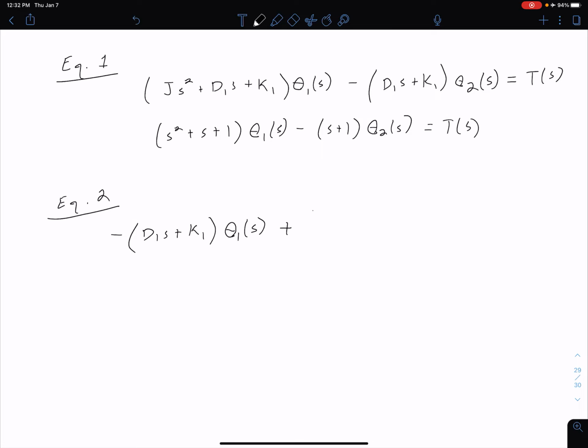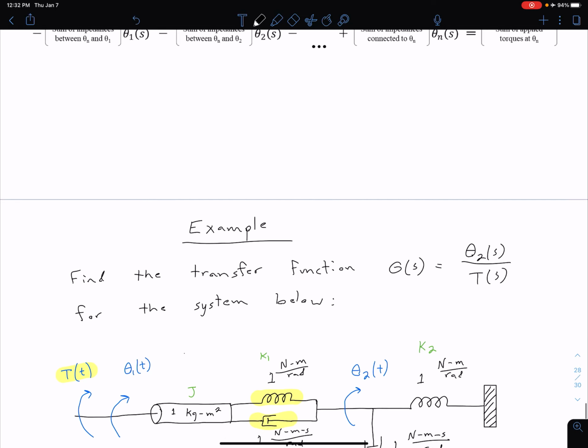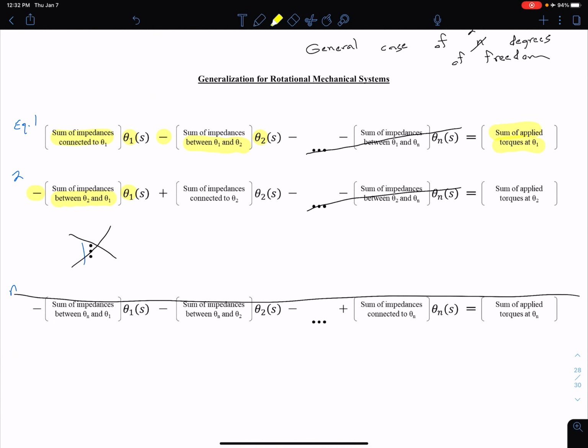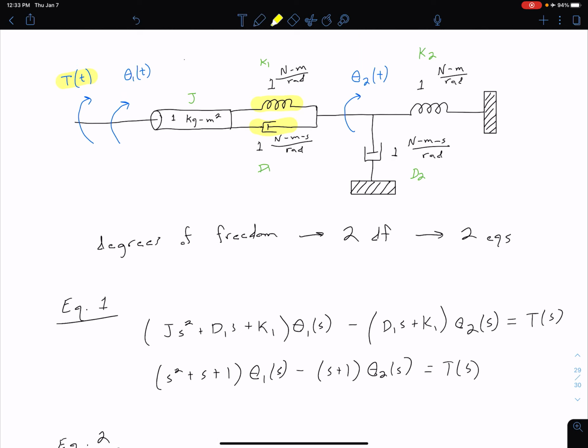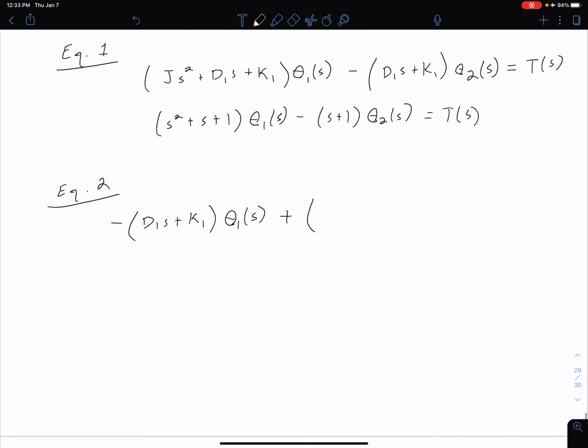Now for our theta 2 term, we're adding, so coming back to our general equation, we're adding the sum of impedances connected to theta 2 times theta 2. Coming back here, we see we still have our spring and our viscous damper connected. Now we also have another viscous damper and another spring connected. So we have 4 items connected to theta 2. We're going to have D1S plus K1 plus D2S plus K2, all of that multiplied by theta 2 of S.